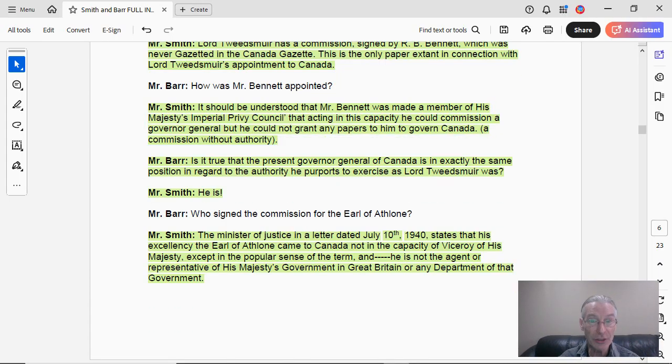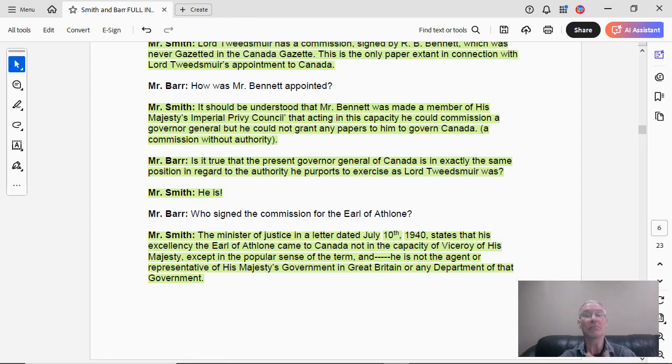It should be understood that Mr. Bennett was a member of His Majesty's Imperial Privy Council, that acting in this capacity, he could commission a Governor General, but he could not grant any papers to him to govern Canada.